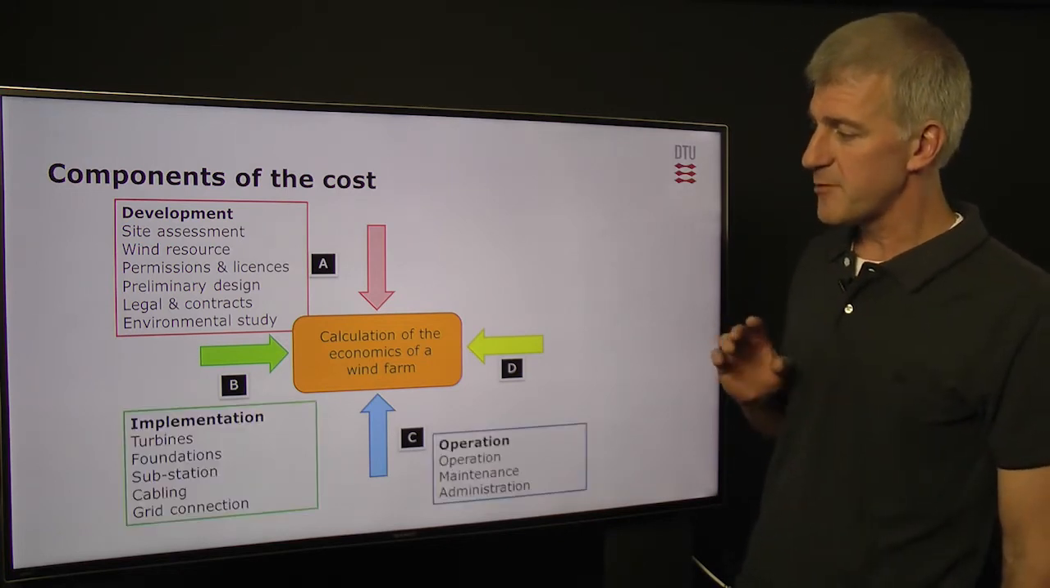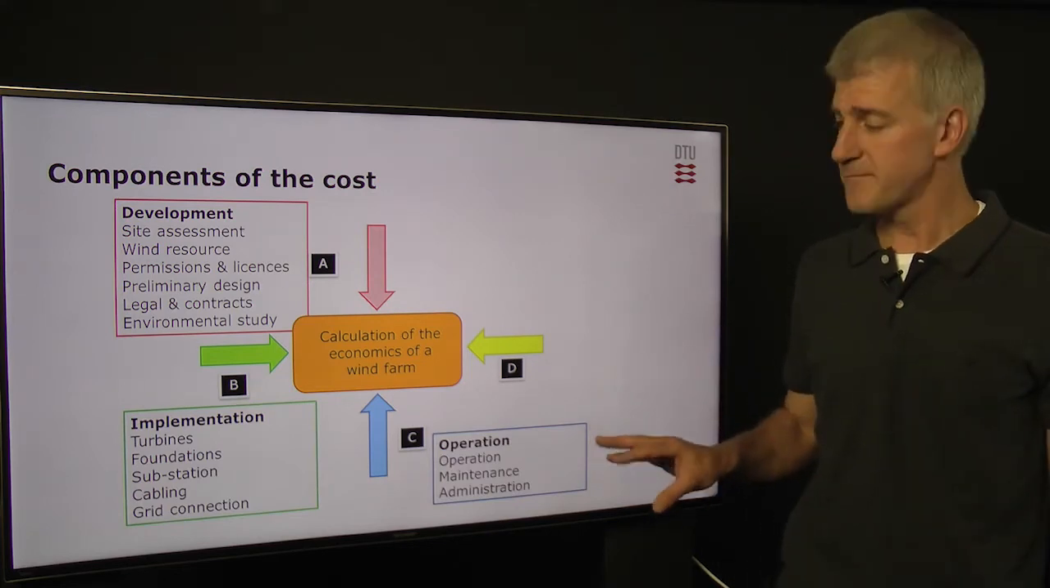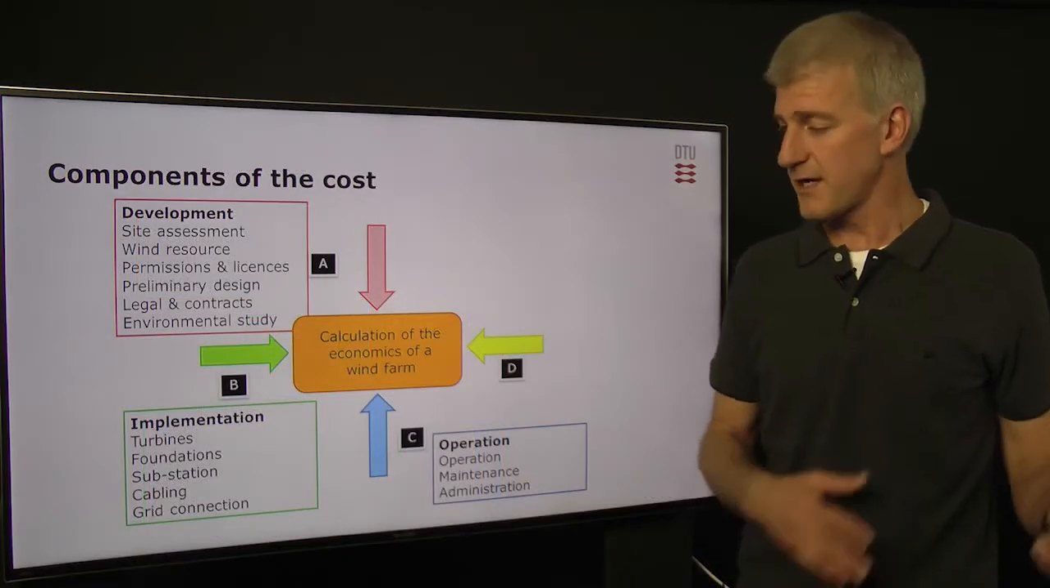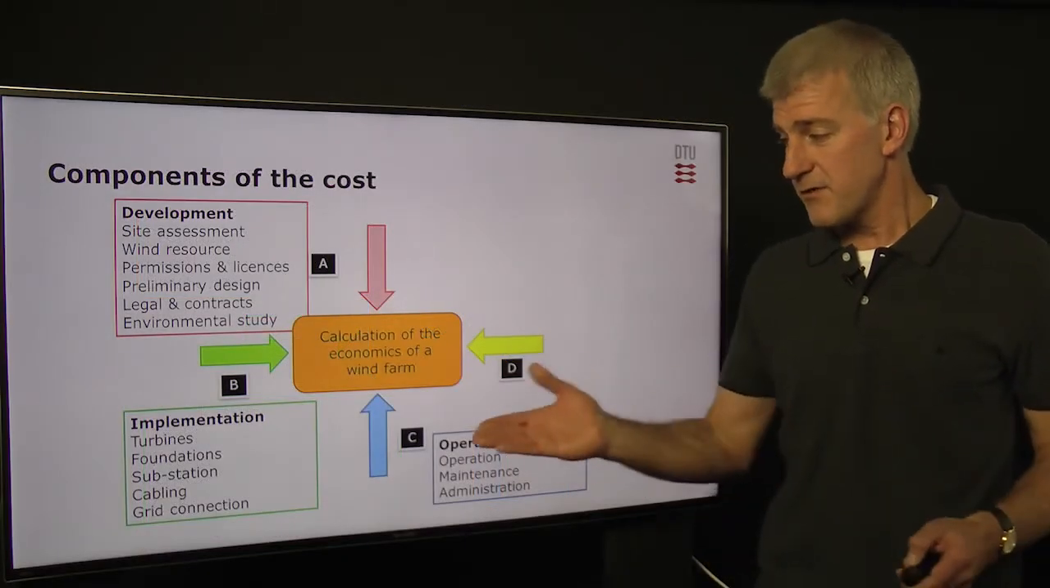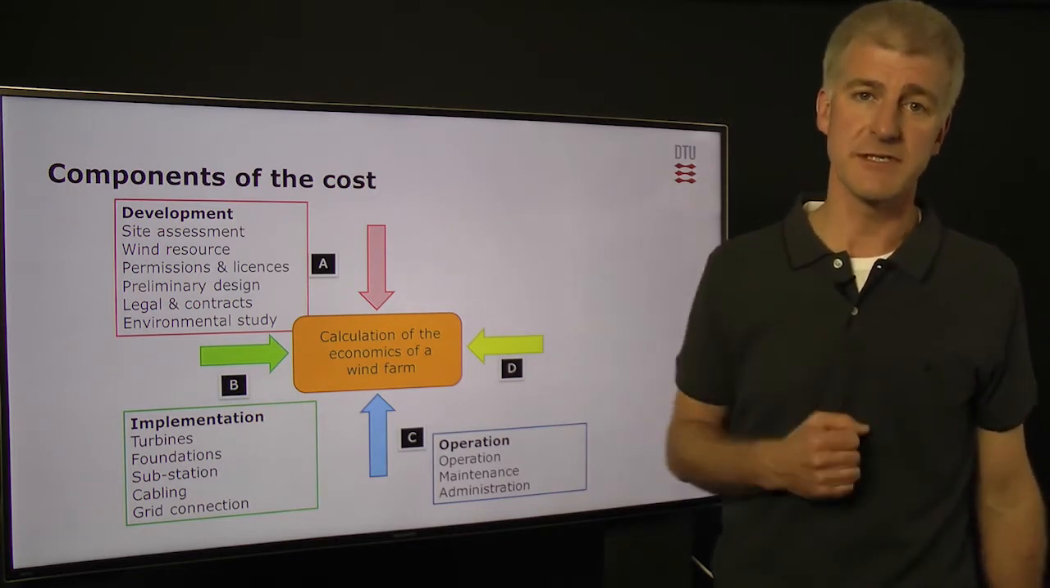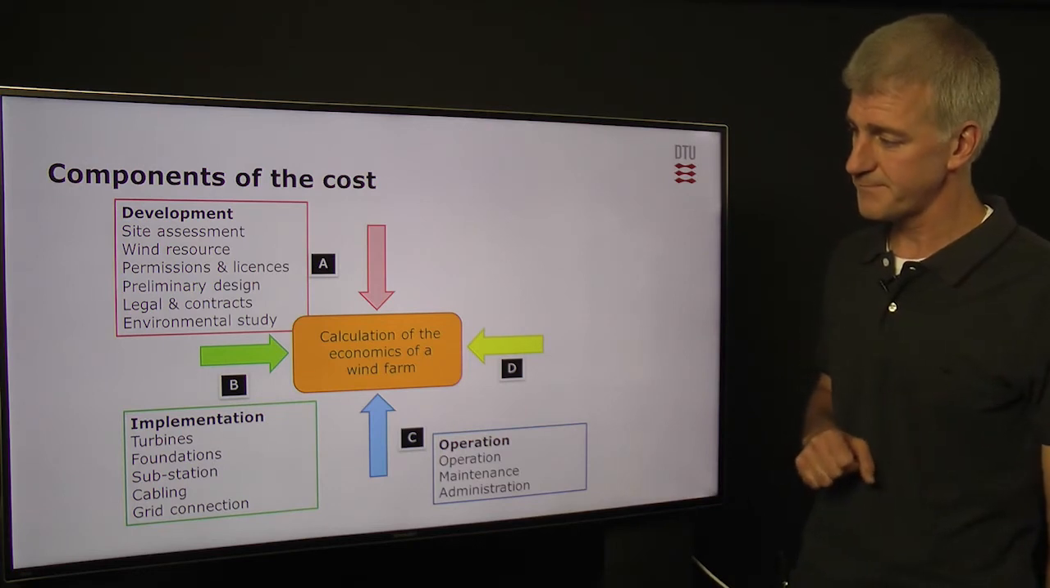Then we move on to the implementation and operation itself. The implementation is where we actually construct the wind farm, and we need to buy and put in the turbines, we need to make the foundations, substations and cabling, and at last, of course, we need to actually make the grid connection in order to be able to sell our electricity on into the grid.